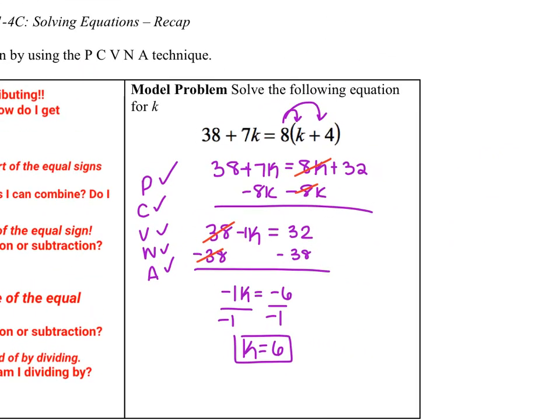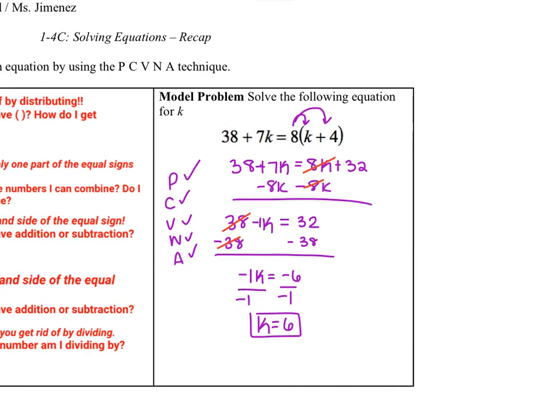So here we have our model problem, and the model problem was 38 plus 7k equals 8 times k plus 4. I distributed my 8 to my k and my 4 to get 8k plus 32. That was my P stage. I realized I couldn't combine anything, so I went on to the V stage where I had to get my 8k to the left-hand side. To get my 8k to the left-hand side, I subtracted it from both sides of my equation.